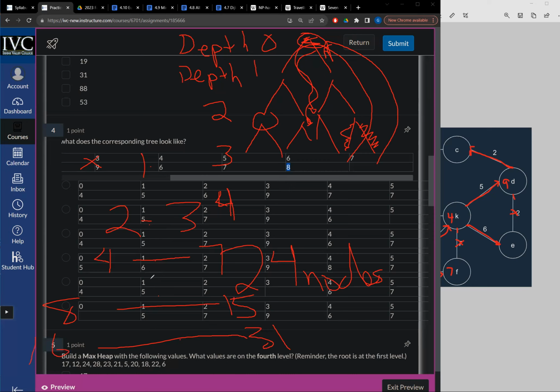This tree would have a height. So 1, 2, 3, 4. The length of the longest path: 1, 2, 3, and 4. So we have 4 hops, so our height would be 4. There are 5 levels, so levels minus 1. You want to look at it from the perspective of levels or longest path.